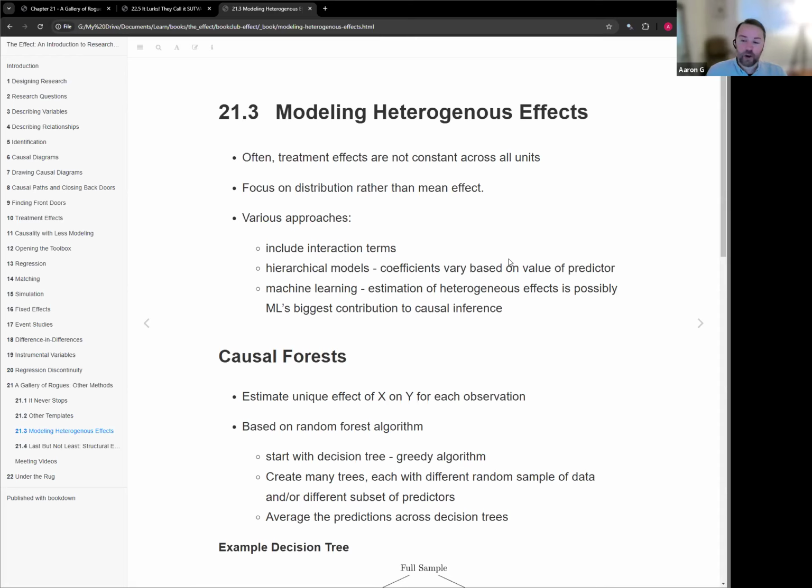The simplest way you could go about this, if you don't have too many variables in your model, like if you're working with a linear regression, you could just include interaction terms, right? So that you have different predictors that you could interact with your treatment variable, for instance, and that way you could get this heterogeneous treatment effect that you're looking for.